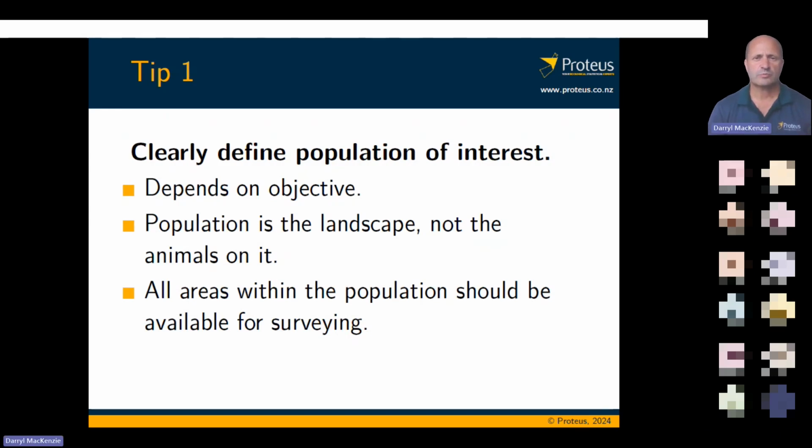And one of the key things when we're defining our population of interest is that all areas within that population, that statistical population, should be available for surveying. So we want to think hard about that when we're designing our study. Because if there are areas that we just won't be able to get access to, because it's private land, perhaps, or it's too remote or too far away for us to physically get to do our surveying, then strictly speaking, those areas are outside of our population of interest.